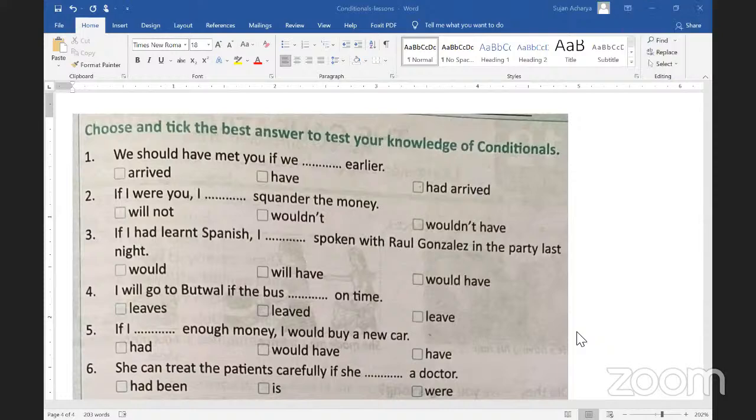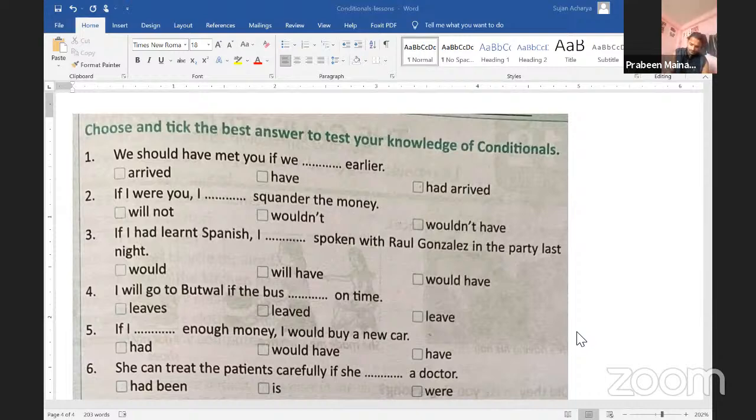You don't have to copy the question. I will forward the question right after the lesson is over. Don't worry. Just read the question and write down the answers. From 1 to 5. Done? Done, sir. Okay. Now let's move on to answer from 1 to 5.